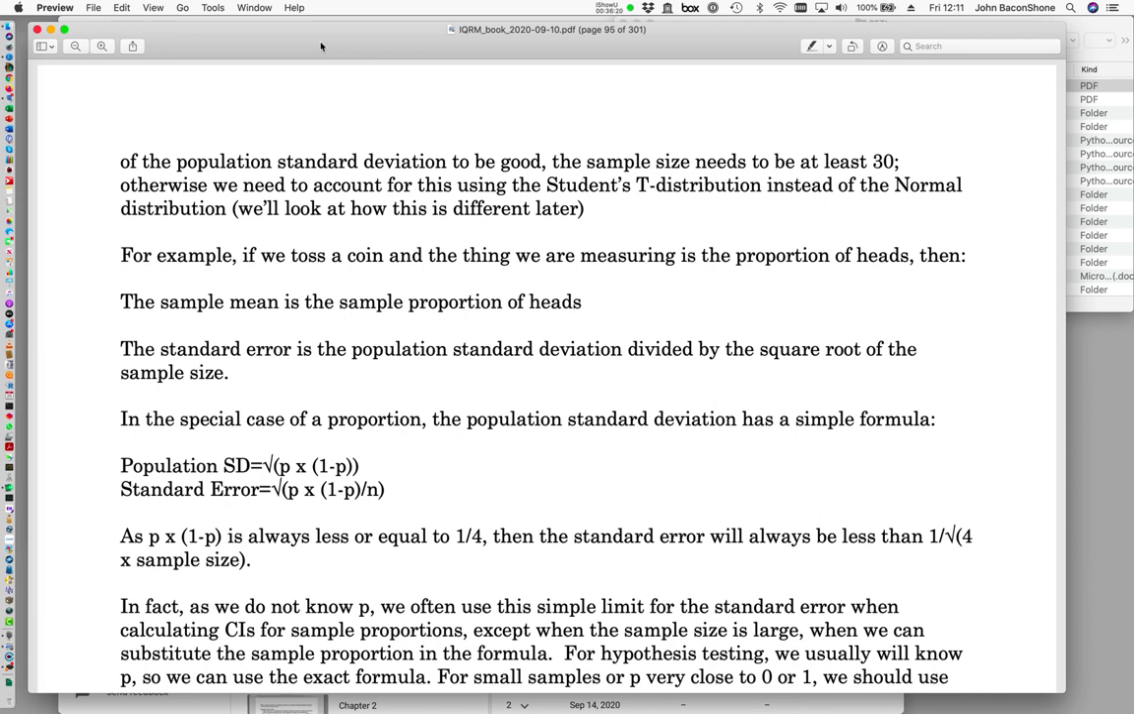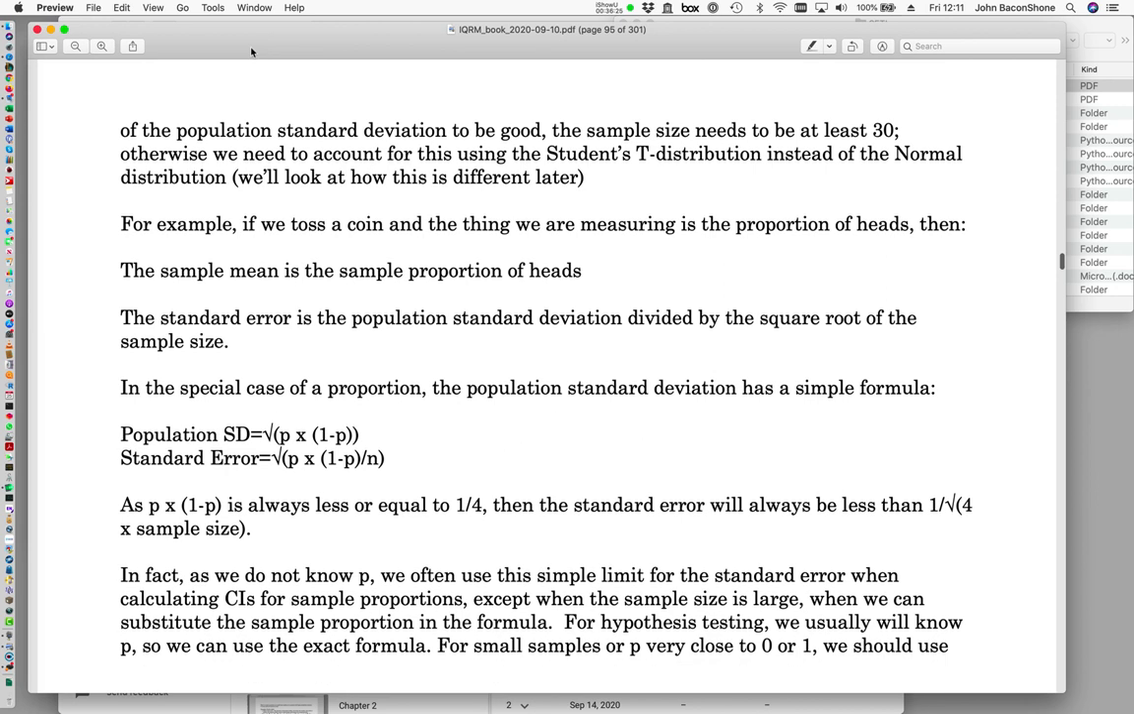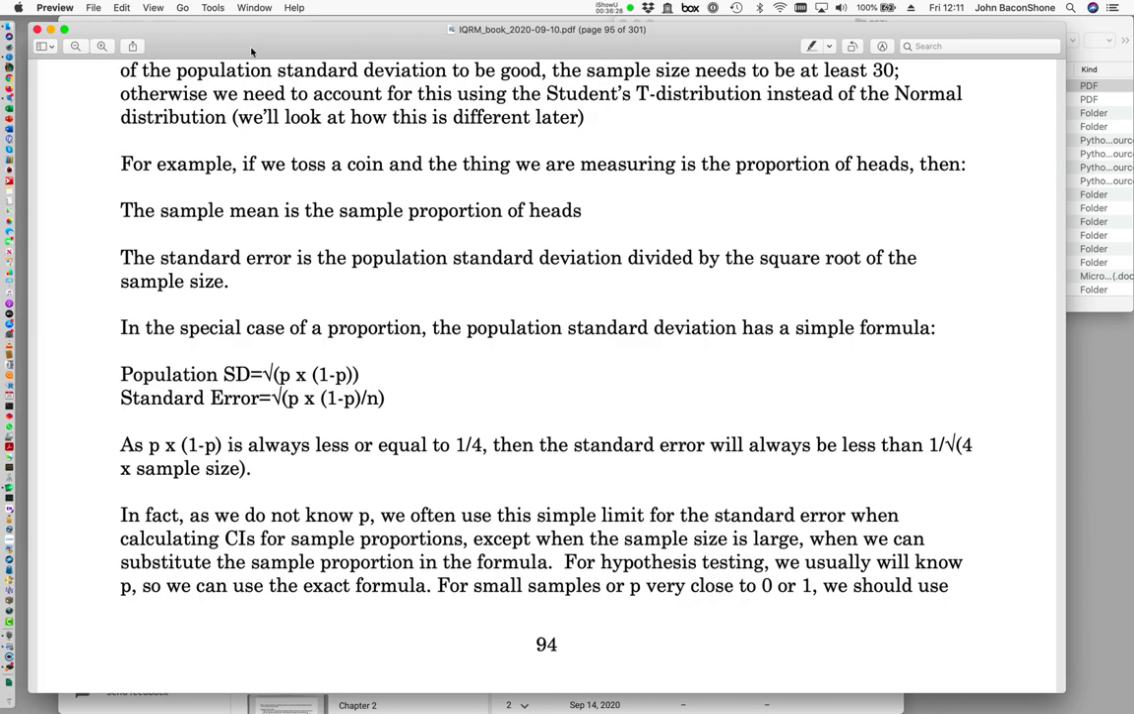Of course, if we don't know p, we can use this. So we can use this in general. If the sample size is large, we can even substitute the sample proportion in our formula for the standard error. And if we're doing hypothesis testing, we are assuming that we know the value of p, so we can substitute that in the standard error.